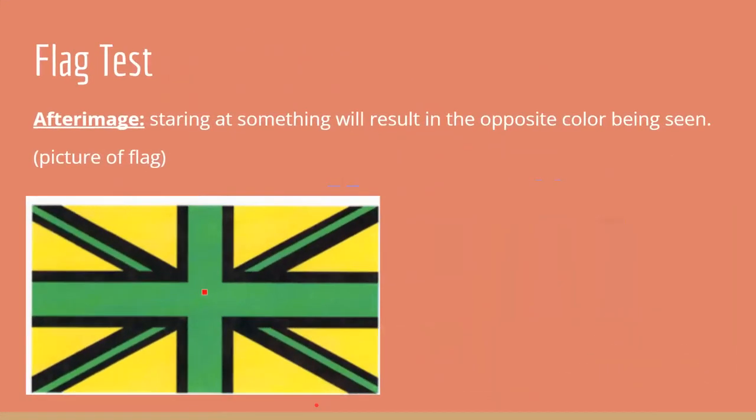But okay, flag test. So what's the after image? This is if you stare at something, you can see the opposite colors when it's gone. So look at that red dot for 30 seconds. Pause the video and look at that for 30 seconds. Don't blink. Okay, assuming you already looked at it, I'm taking that away.